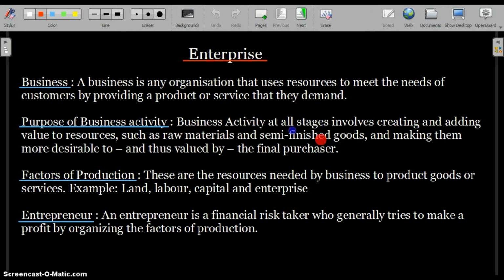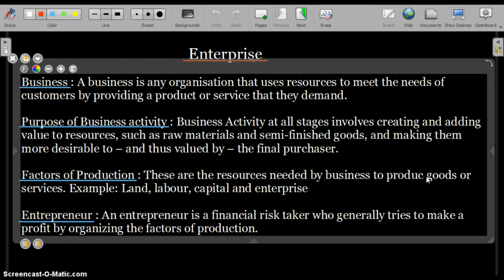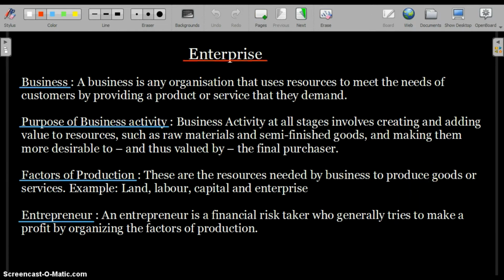So that's the purpose. Then factors of production. What are the factors of production? These are the resources needed by a business to produce goods or services. Examples include land, labor, capital, and enterprise. So whatever resources the business needs to produce goods or services are referred to as factors of production.